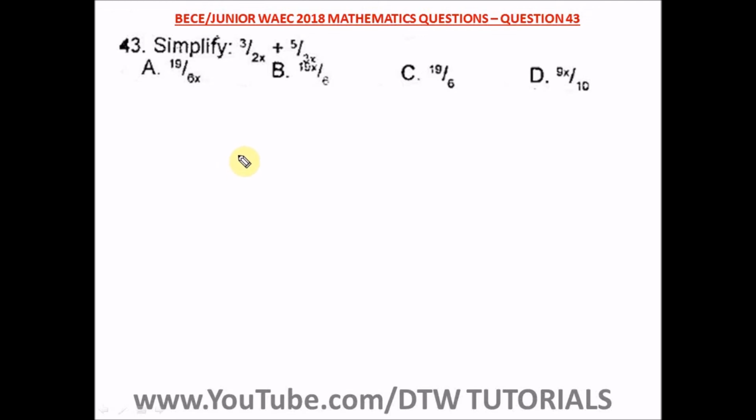Question 43 of the BECE Junior WAEC 2018 Mathematics Past Question. That's your OBJ question 43. It says simplify this. So we have here 3/2x plus 5/3x. You can see now that as we're ending the questions, they're a bit easier.